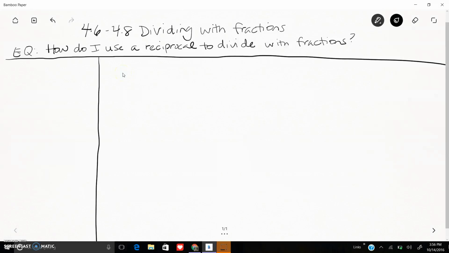All right, guys, so this is also something you should have learned in 5th grade. It's dividing with fractions. The only vocabulary word you need to know is reciprocal. A reciprocal is any two numbers with the product of 1.